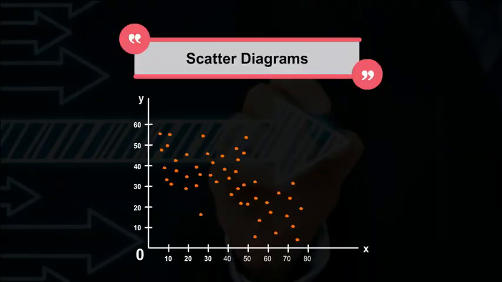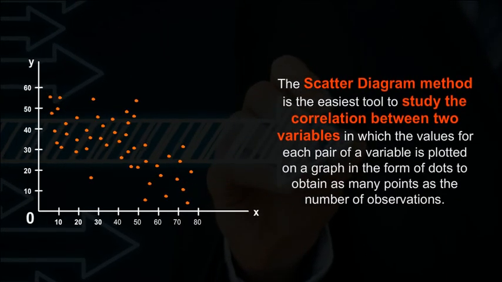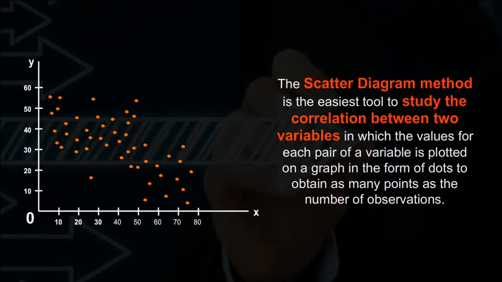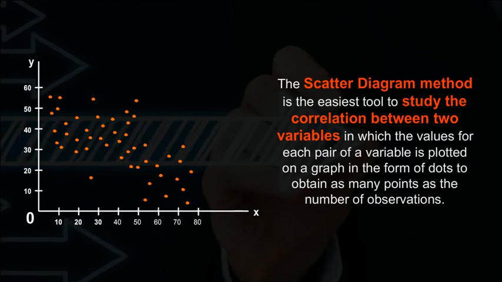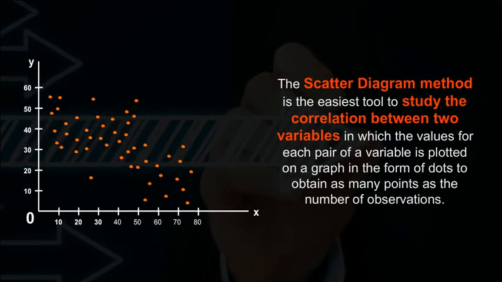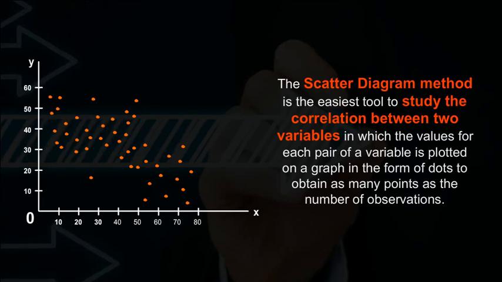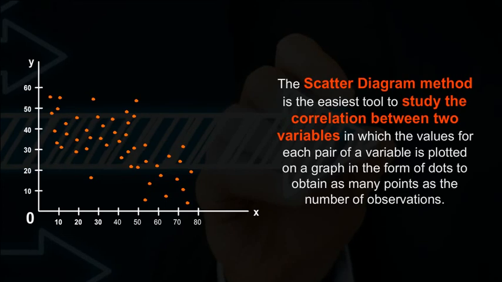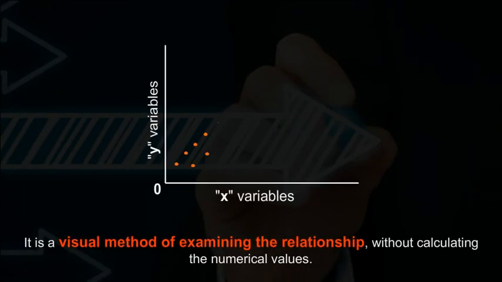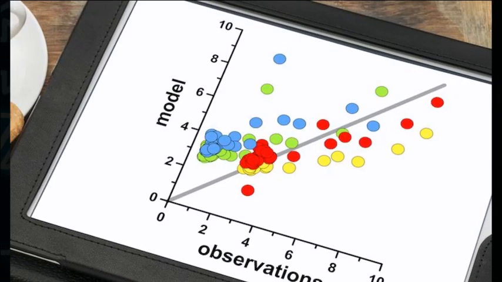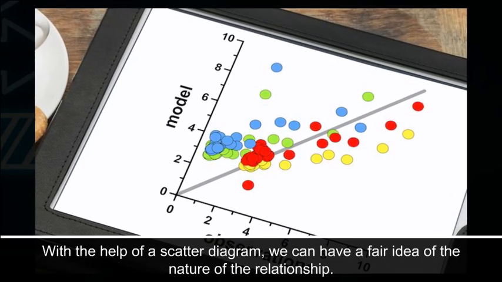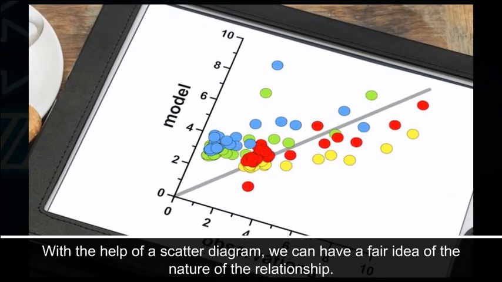Scatter diagram. The scatter diagram method is the easiest tool to study the correlation between two variables, in which the values for each pair of a variable are plotted on a graph in the form of dots to obtain as many points as the number of observations. It is a visual method of examining the relationship without calculating the numerical value. With the help of a scatter diagram, we can have a fair idea of the nature of the relationship.